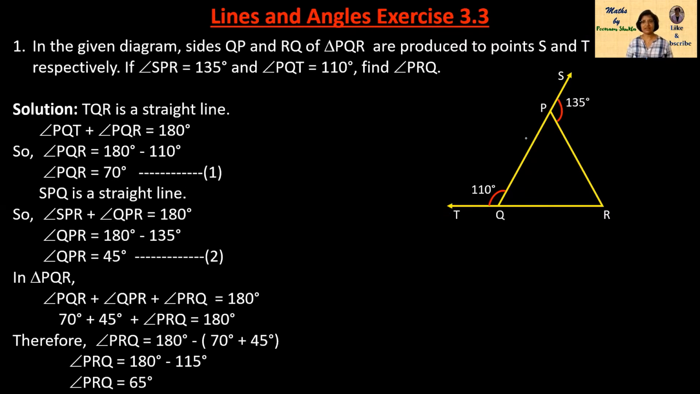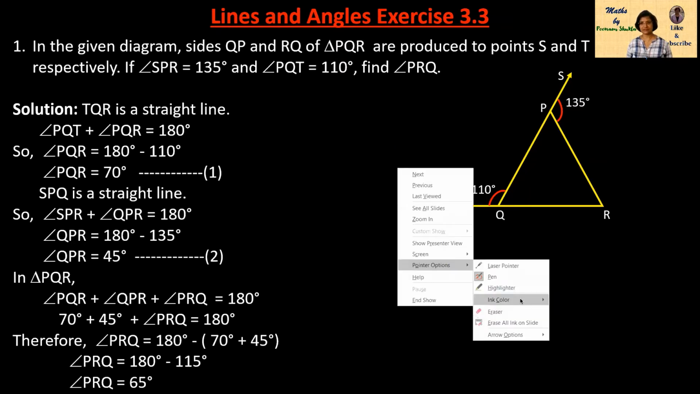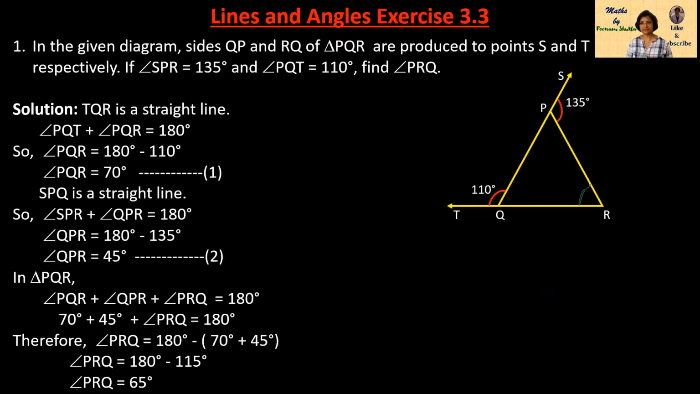If angle SPR equals 135 degrees, which is given here, and angle PQT equals 110 degrees. So what we have to find? We have to find the angle PRQ. This angle we have to find, and I am indicating it with a different mark, so it will be easy to understand. We have to find this angle.